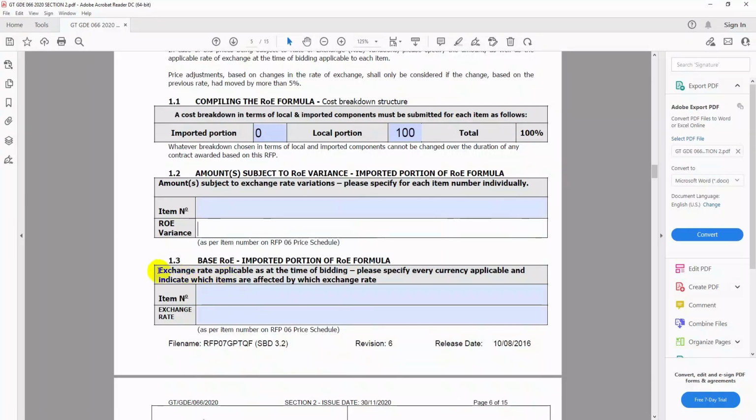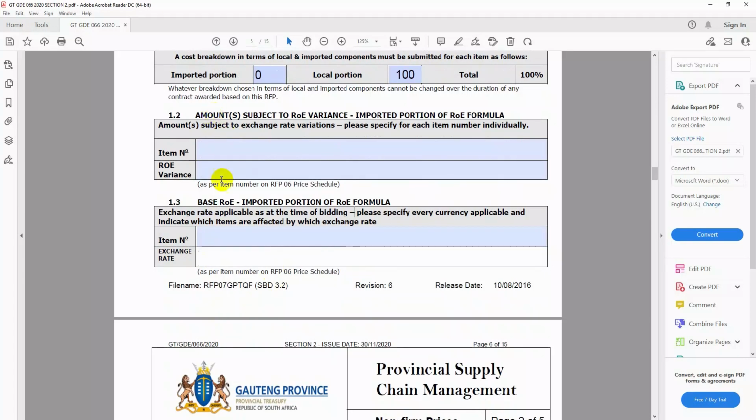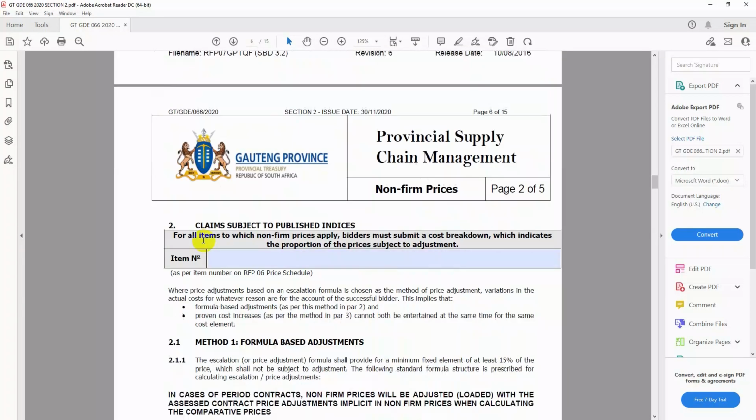And then the exchange rate applicable as at the time of bidding. So what was the exchange rate at the time of bidding? So at that time when the tender was advertised, on the day that the tender went out, that item, what was it, and what was the exchange rate at the time of bidding? So you'll put that amount there.